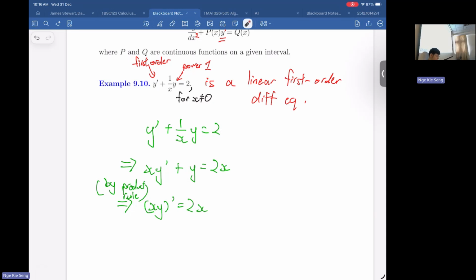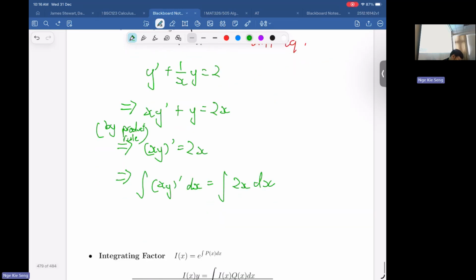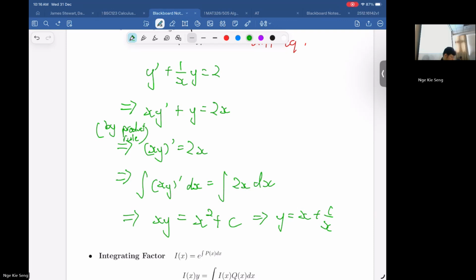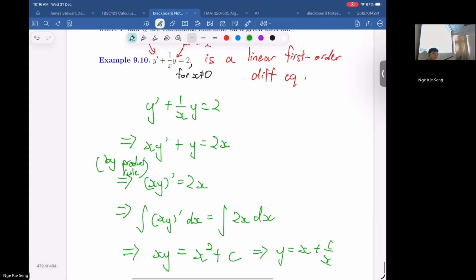From here, what can you do? Then we can integrate both sides, such that we get xy equals x squared plus c, or we get y equals x plus c over x, because the antiderivative of (xy)' is just xy. Okay, so far, can you follow?